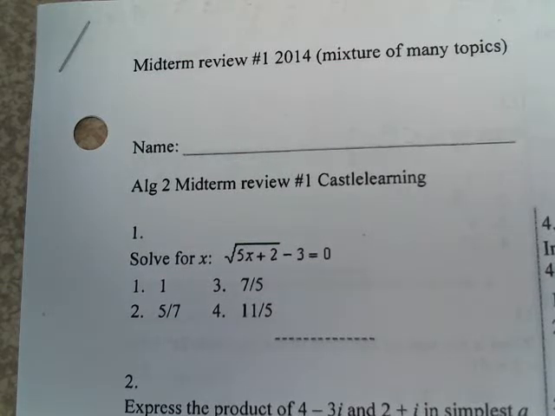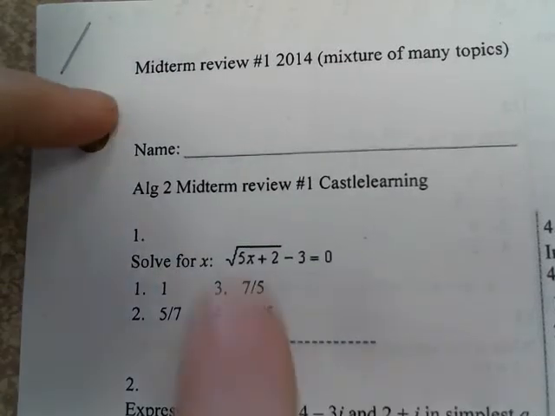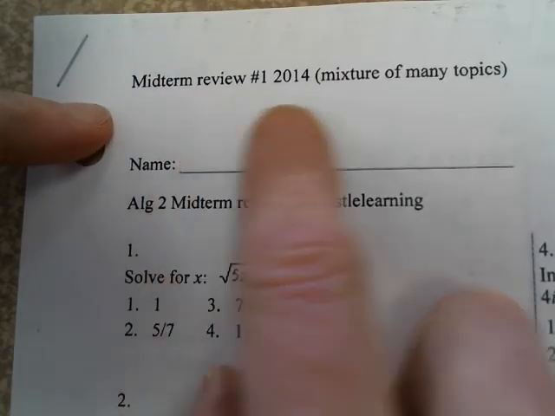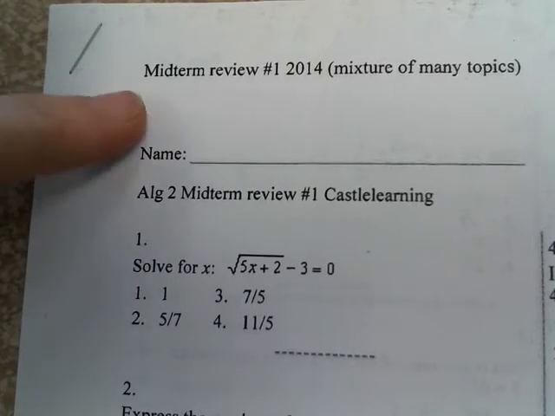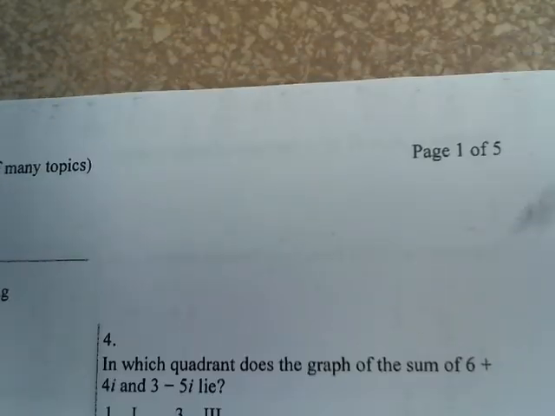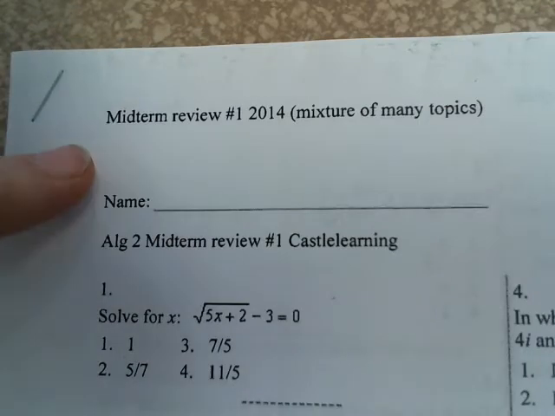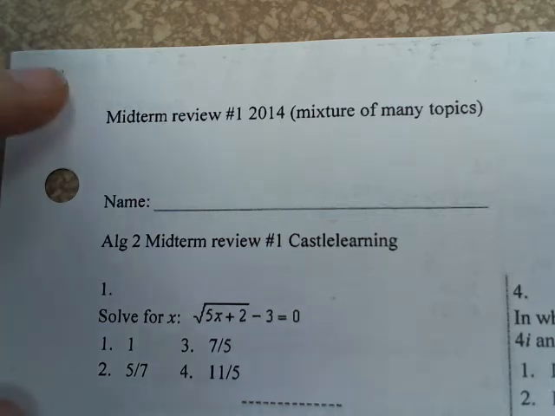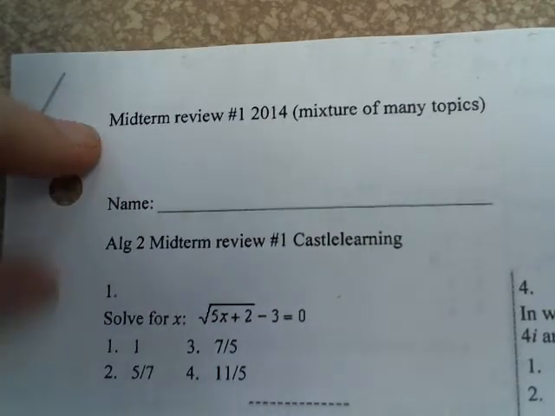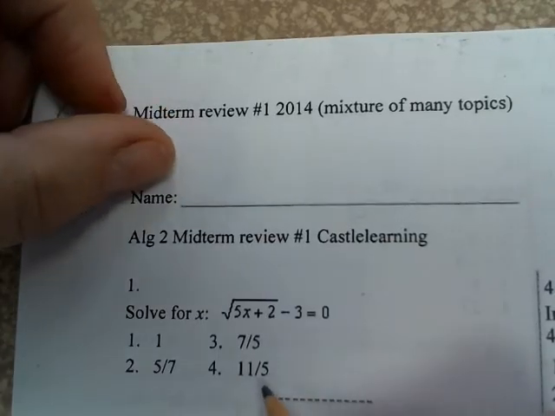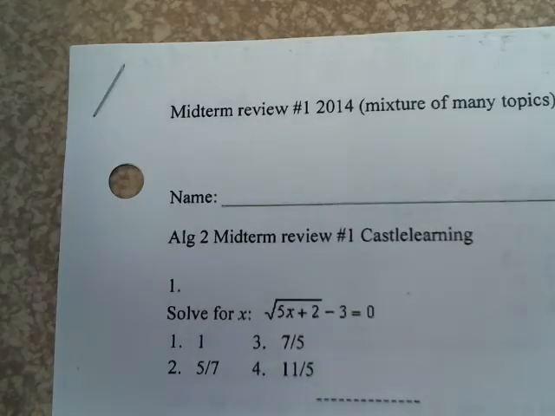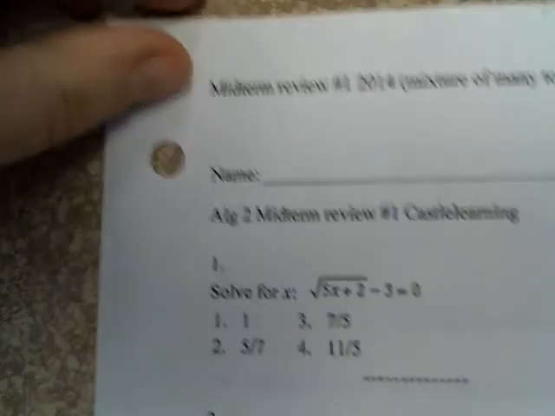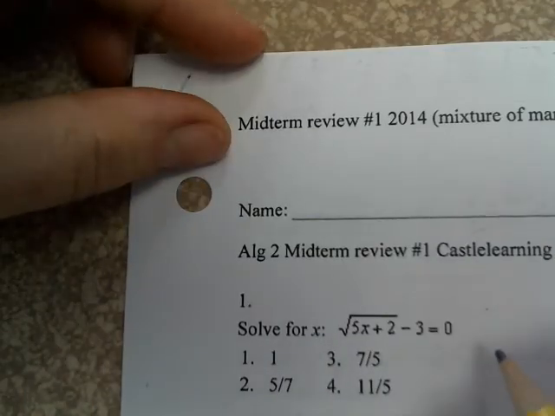I'm going to go over the solutions to the problems on midterm review number 1, which is the Castlelearning review. This is the one that says page 1 of 5. So get the midterm review number 1 out and try these problems on your own. And then when you get done with the problems and you've looked on the back and you have not gotten the right answer, then you can watch me go through the process.